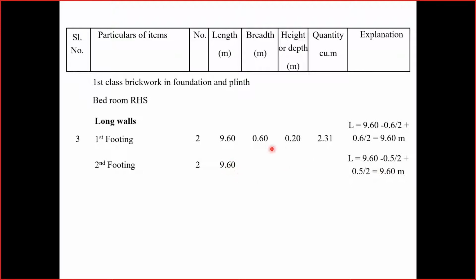That is the total length multiplied by the width of the second footing, 0.5 meter, depth of the second footing is 0.2 meter, and the total quantity is the product of these things, 1.90 meter cube.